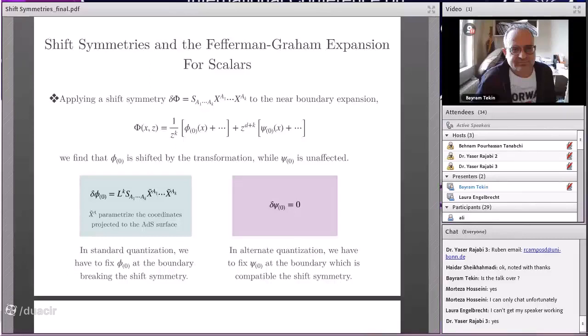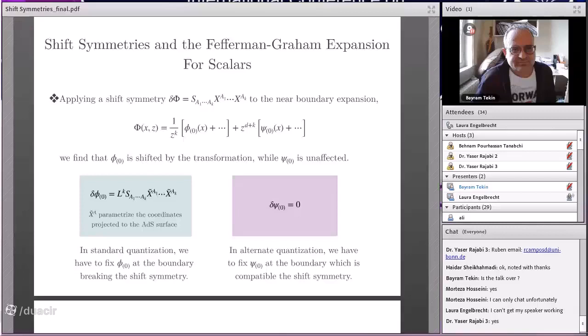And if we now apply a shift symmetry to our Fefferman-Graham expansion, then what we find is that the phi 0 piece is affected by the transformation. So it transforms in this way, where these x tildes are the embedding coordinates just evaluated on or projected to the AdS surface. And psi 0 is unaffected by a shift symmetry.